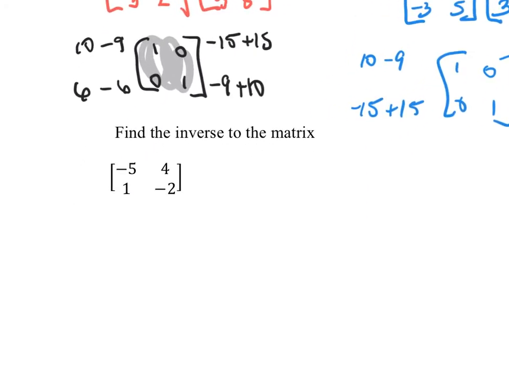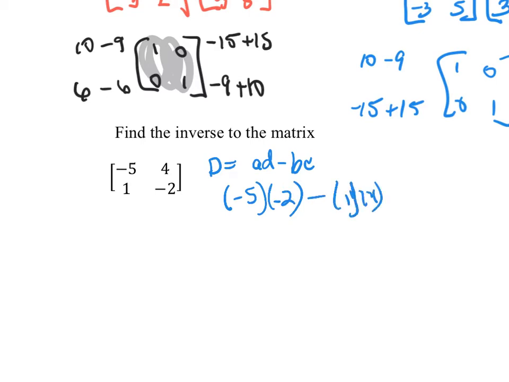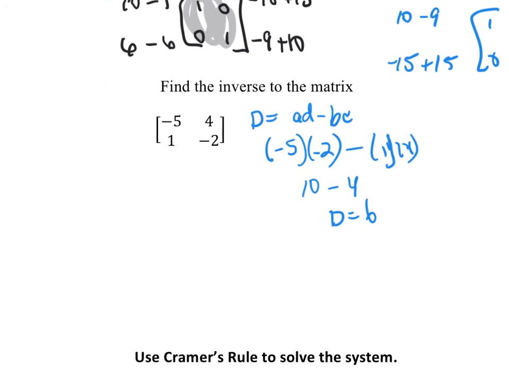So here, if we're going to find the inverse of the matrix, 2 things we have to find. First, we need to find the determinant. I'm going to say A times D minus B times C. So A and D, those are my majors. It's negative 5 times negative 2 minus 1 times 4. So negative 5 times negative 2 is 10, minus 4. My determinant is 6.